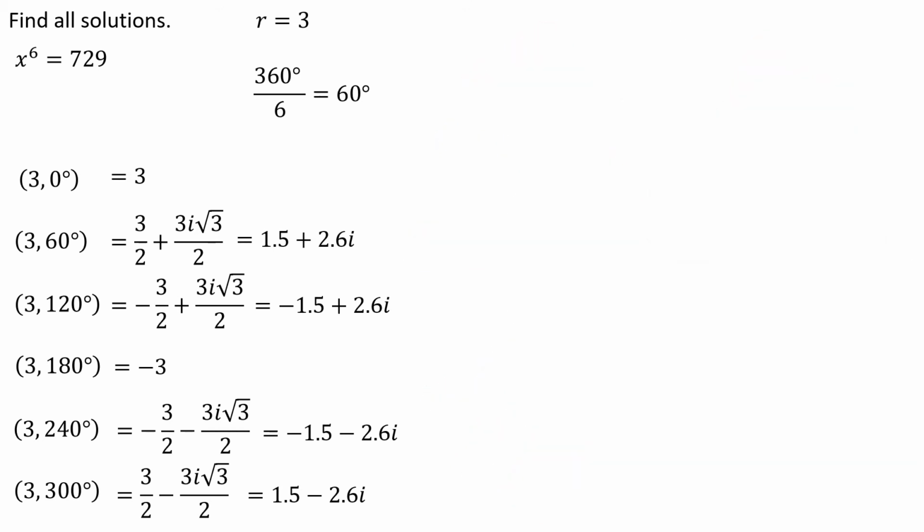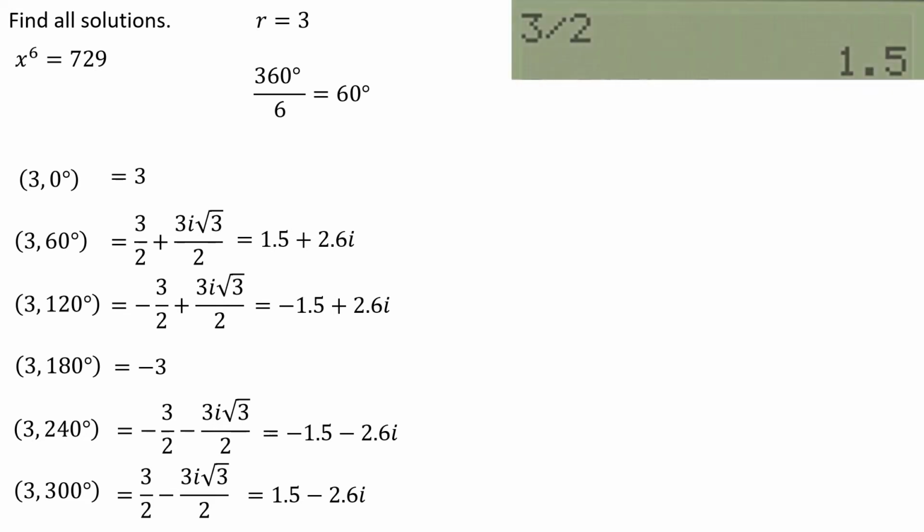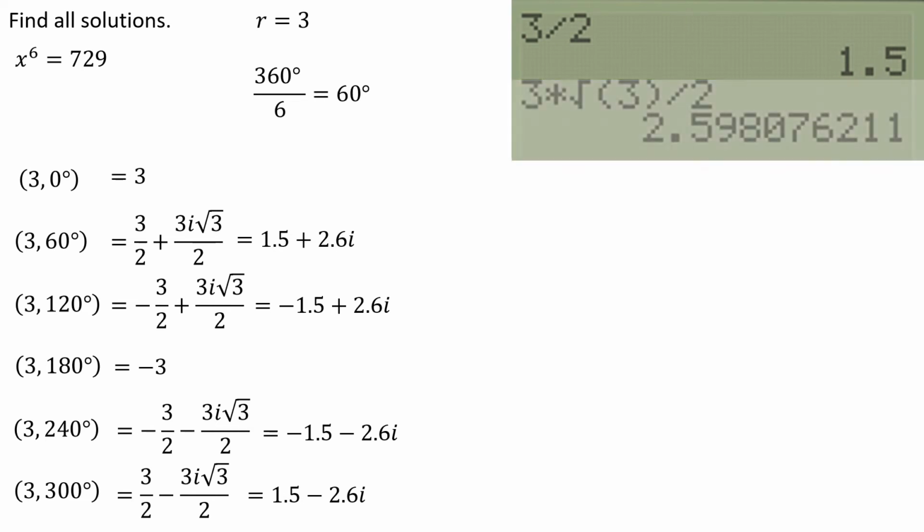Right? So that's what it looked like when we were just going for the approximations. 3 over 2, of course, was exactly 1.5. But if I want to take that 3, multiply by root 3, and divide by 2, sure enough, that's where that 2.6 was coming from. Right? So that 2.6 is a good approximation, but the 3 root 3 over 2 is an exact value.